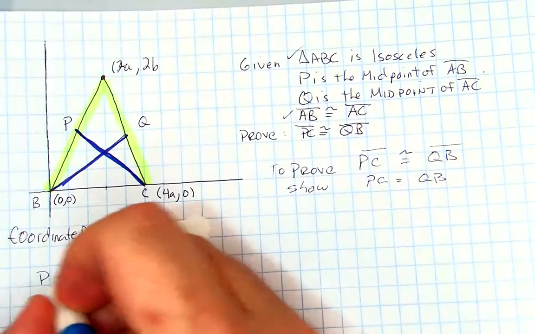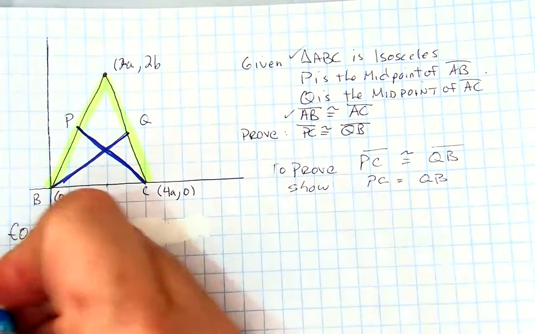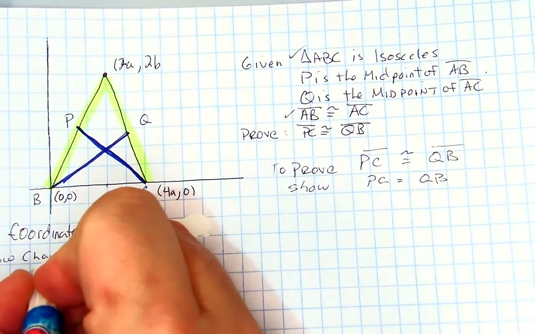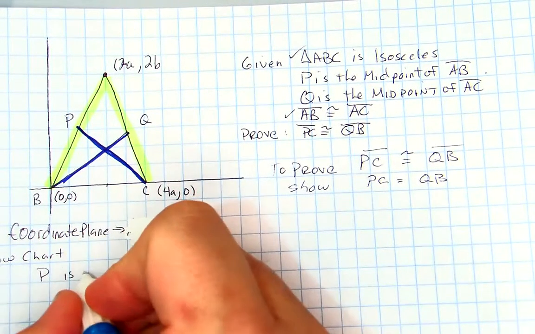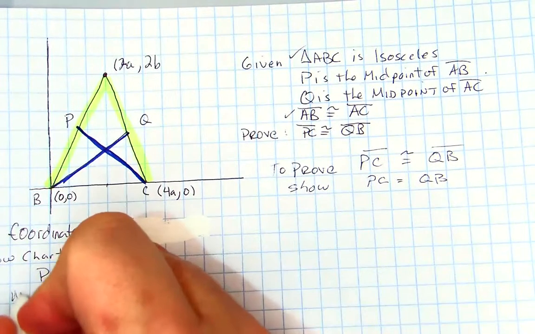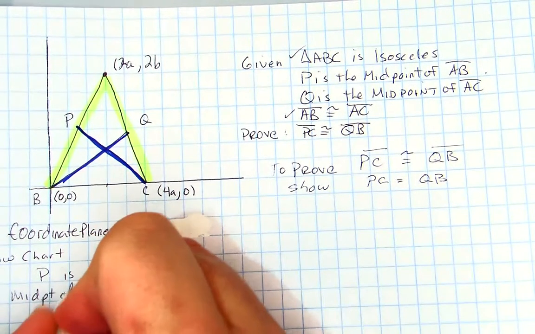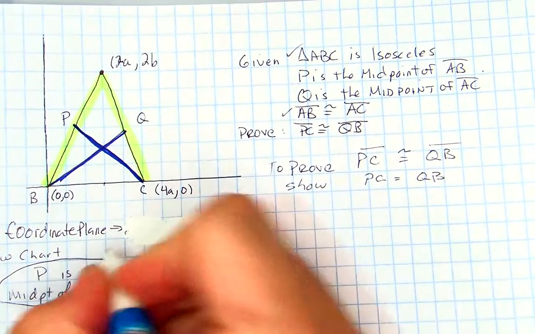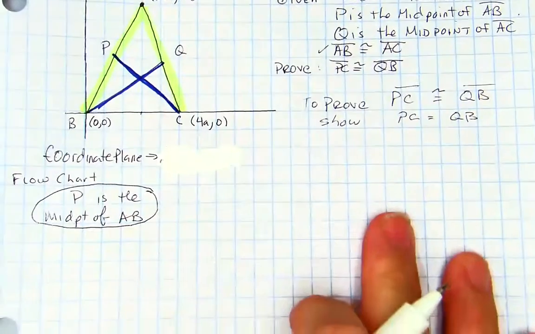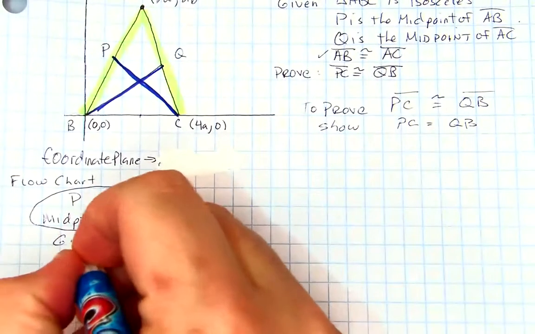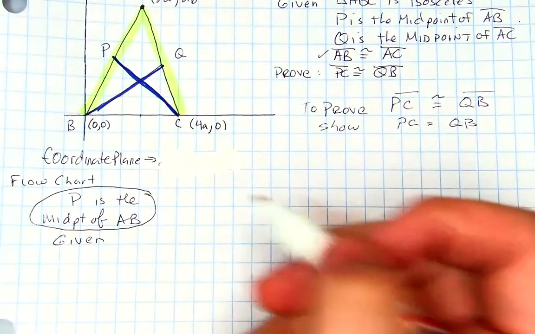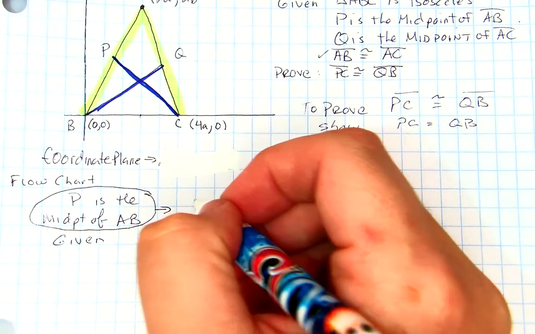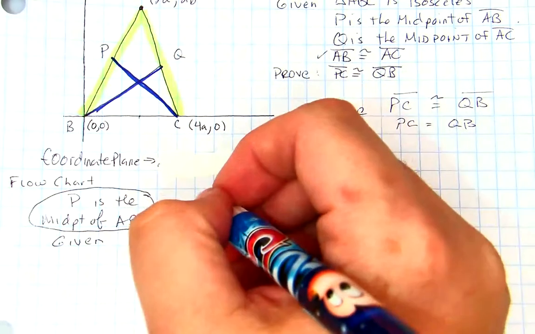So if P, and I'm going to use a flow chart because I think the flow chart's really good. P is the midpoint of AB. Alright, so there's our first part, and that's a given. So we'll put given as our statement underneath it. Now, what that tells me is that I can use the midpoint formula.